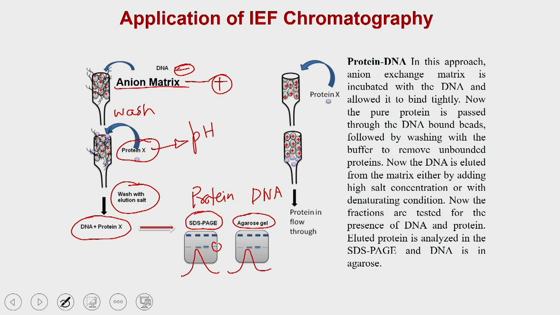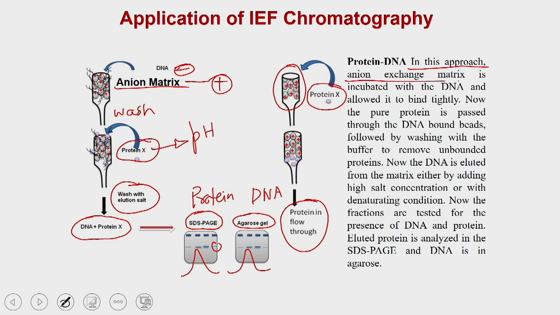To clarify whether this pattern you are getting is simply because protein X is interacting with the DNA, you have to run a control reaction where you load protein X onto an ion exchange column, and in that case the protein should not bind and should be present in the flow through. That is the control reaction you have to do to ensure that the protein binding to the column is not binding directly to the column, but is binding to the DNA which is bound to the beads. That is what is written in this approach.